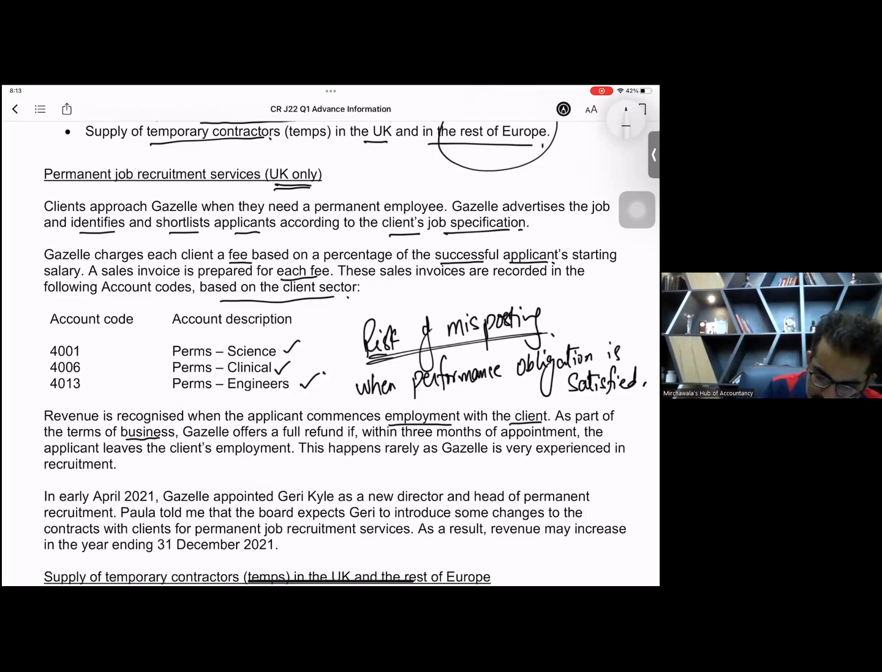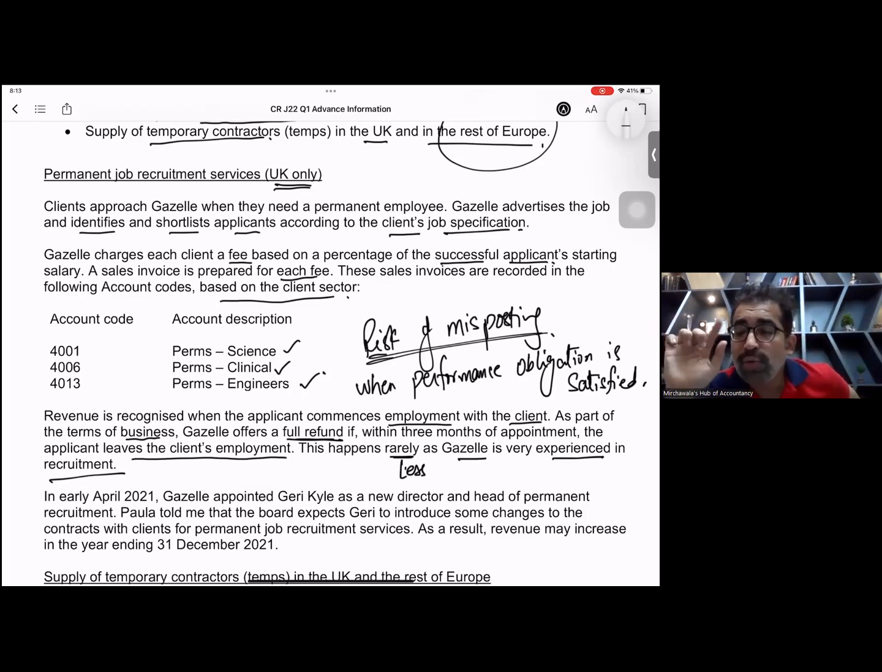Now, revenue is recognized when the applicant commences employment with the client as part of the terms of the business. Gazelle offers a full refund if within 3 months of appointment, the applicant leaves the client's employment. This happens rarely. That means very less, as Gazelle is very experienced in recruitment.